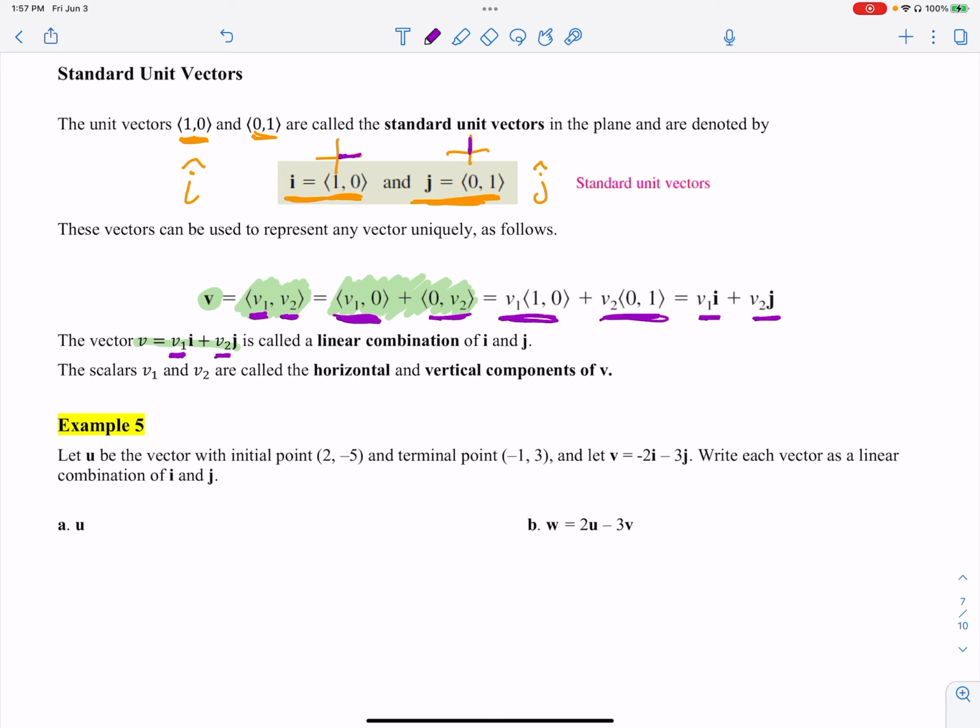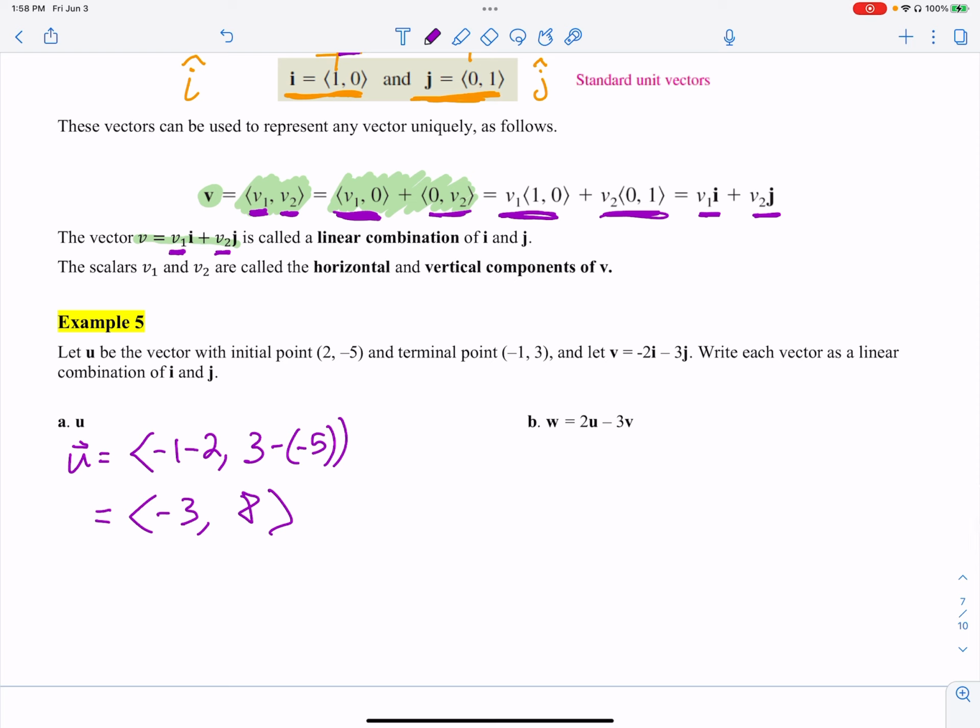All right, so let's start off with u. Let u be the vector with the initial point (2, -5) and terminal point (-1, 3), and let v be -2i minus 3j. Right, each vector is a linear combination of i and j. Okay, so u, well, first I'm going to do it in component form and use my subtraction. -1 minus 2, that's my x component. The y's are 3 minus -5. So this vector is equal to <-3, 8>.